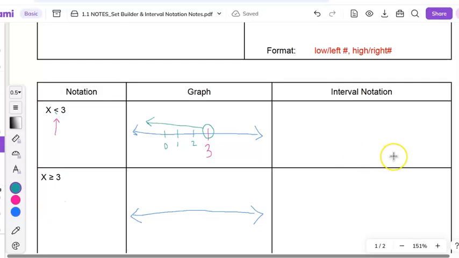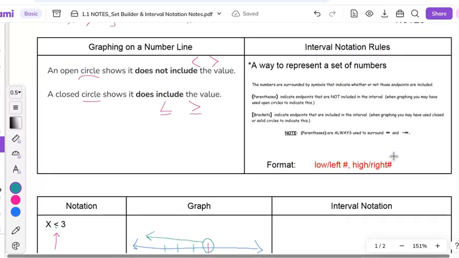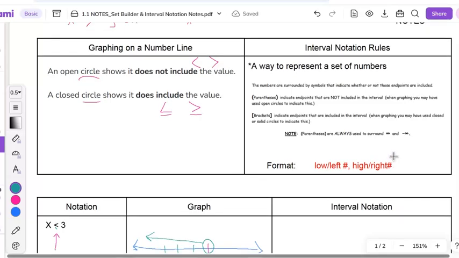Now, notation. Some of your classes might have taught interval notation, but this might be new to everybody. So if we look at the rules, interval notation is going to use two numbers. We're going to use a left number, or the low value, and a right number, or a high value. Parentheses are going to be used on a number if the endpoint is not included, and so that would be like an open circle. A bracket is going to be used if it is included, like a closed circle.